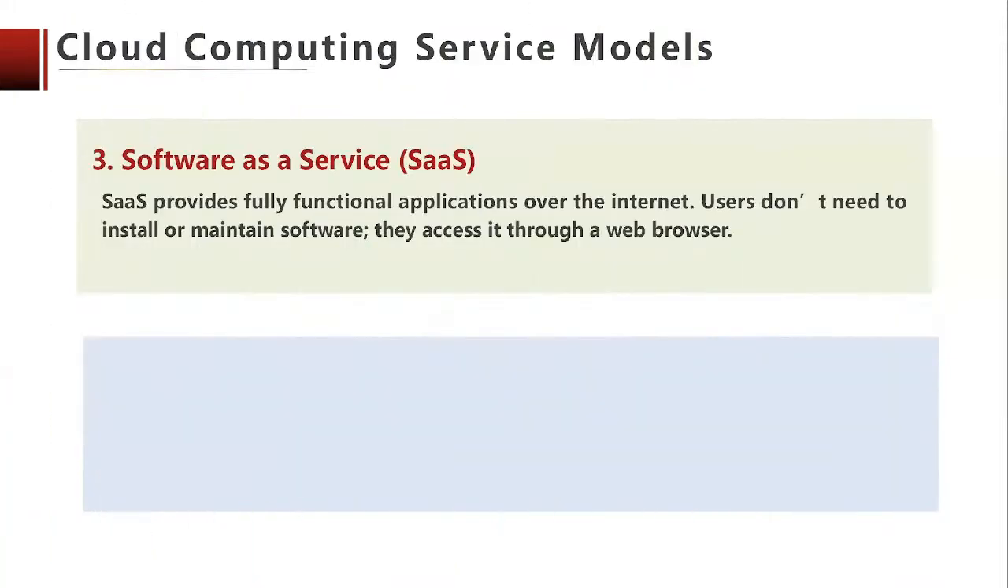Then the third one which comes into the picture is SaaS, known as the Software as a Service model. SaaS provides fully functional applications over the internet. Users don't need to install or maintain software. They access it through a web browser. It is fully managed. You just have to directly use it.